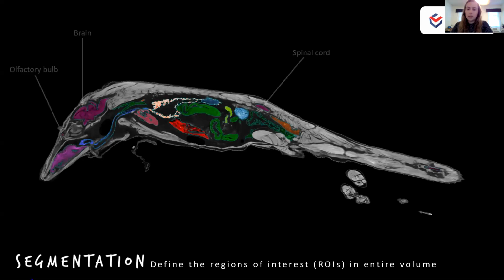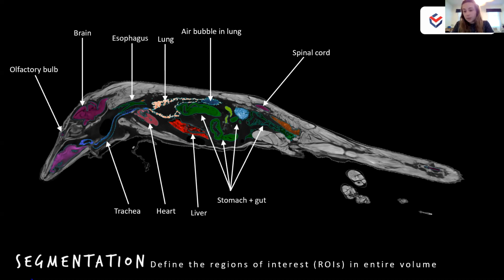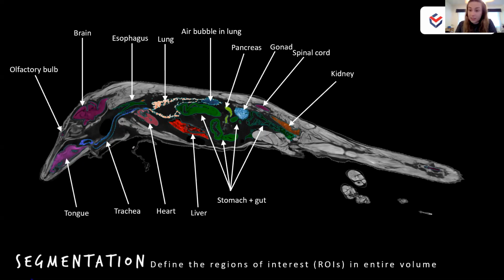So we can see the brain with the olfactory bulb and the spinal cord. You can see the trachea, which leads into the lung, and there's even still a little bubble of air left in the lung. You can see the heart, you can see the liver, the esophagus, which leads into the stomach and the gut. There is the pancreas, there's one of the kidneys, and there's one of the gonads. And we can even visualize the tongue.